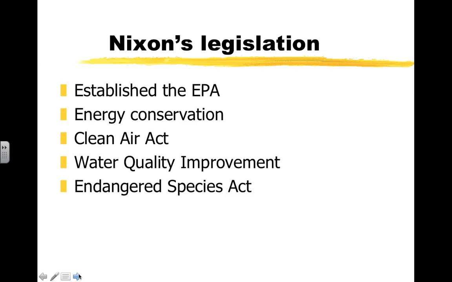Nixon's legislation: he passes several acts. The first of which is the Environmental Protection Agency, again a government body regulating the conservation of our environment. Next, he talks about energy conservation. He is going to sign a bill that reduces the highway speed limit to 55 miles per hour, and thereby saving what Holt says is $3.4 billion of gas per year.